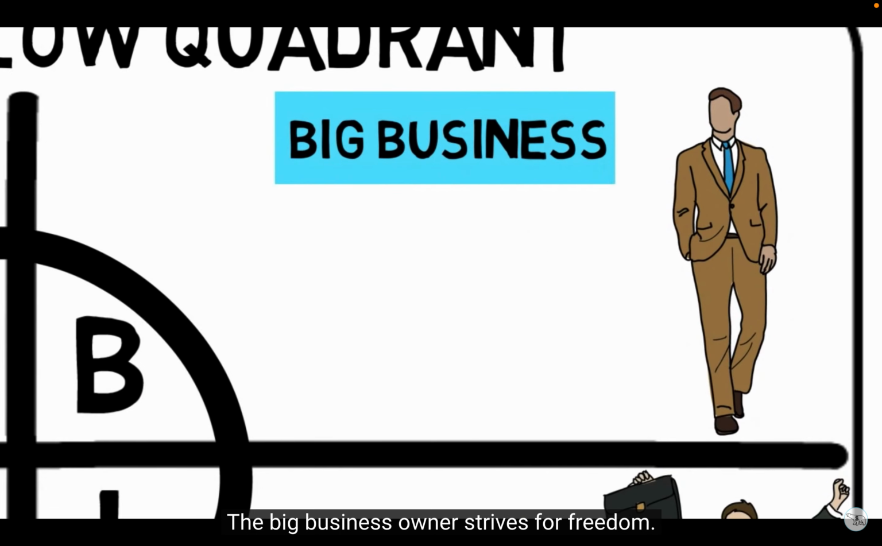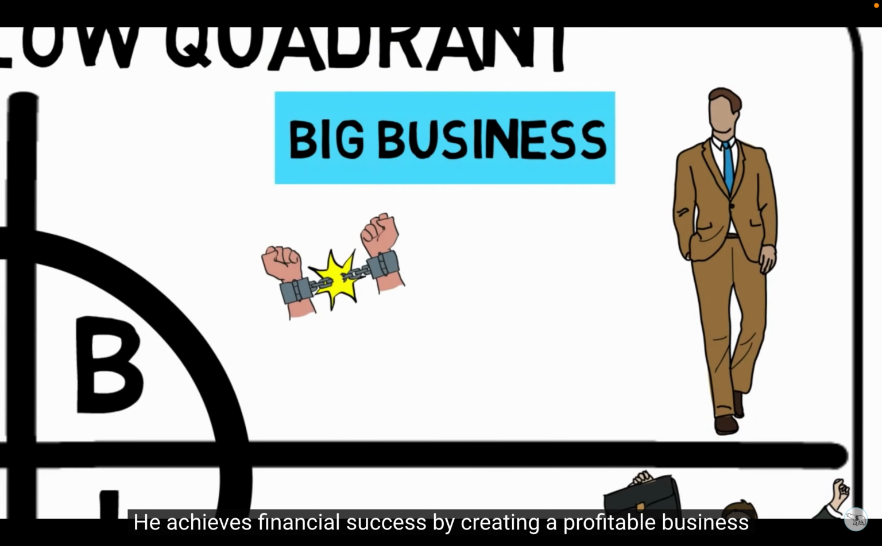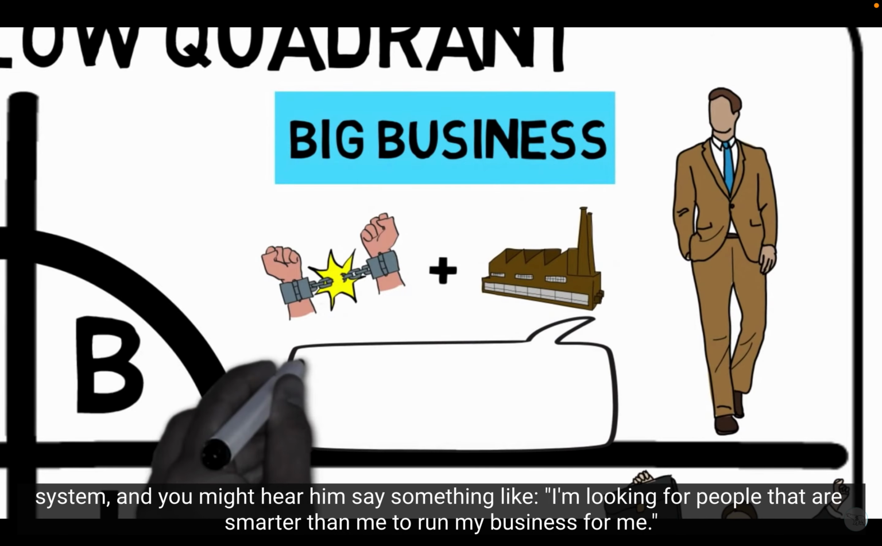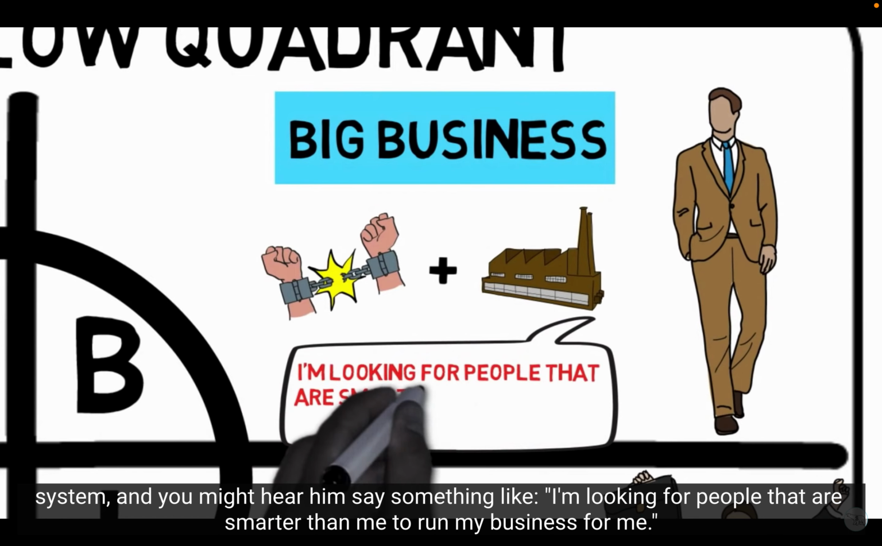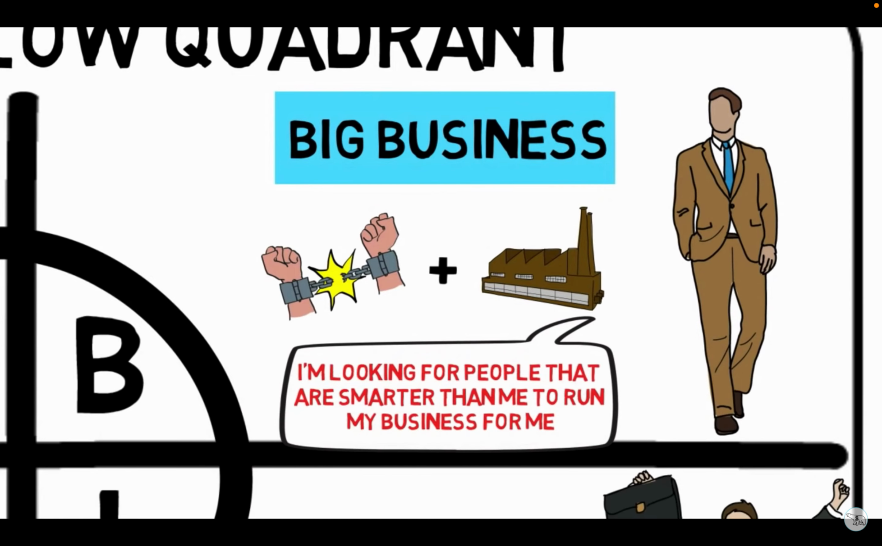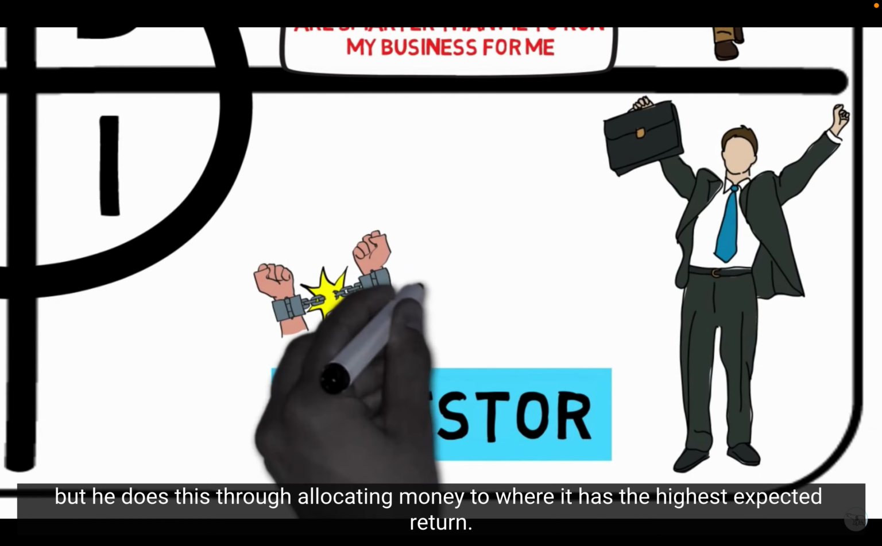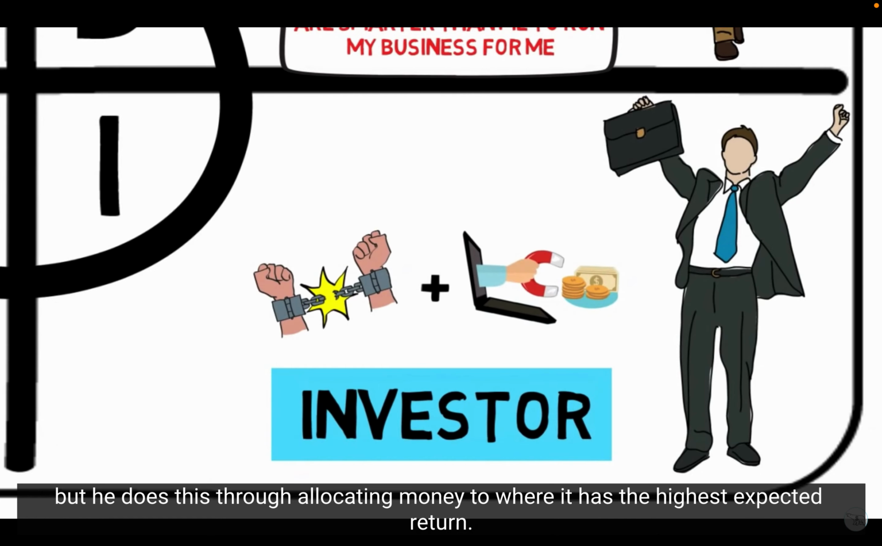The big business owner strives for freedom. He achieves financial success by creating a profitable business system. And you might hear him say something like, "I'm looking for people that are smarter than me to run my business for me."